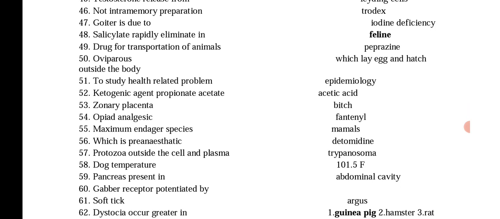Dog temperature is 101.5 degrees Fahrenheit. By thumb rule, all the ruminants or halal animals have a temperature of 103 degrees Fahrenheit. All the haram animals, the canines and felines, have 101 degrees Fahrenheit, except the camel, which has the minimum temperature of 99 degrees Fahrenheit. Maximum temperatures are of avians or birds, that is 106 degrees Fahrenheit. It is a thumb rule and approximate values, not accurate.